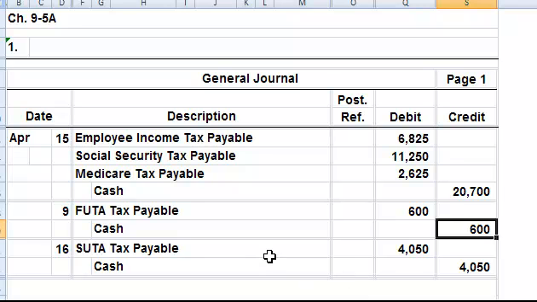Same with state unemployment. We'll pay it to the state of Oregon, I believe. So we're going to decrease our cash for $4,050 and decrease our payable account for state unemployment tax for $4,050. So now these accounts are all going to become zero. We'll be able to start fresh for the next accounting period and for the next quarter before we pay all these out again.